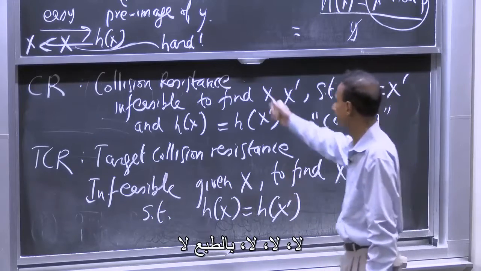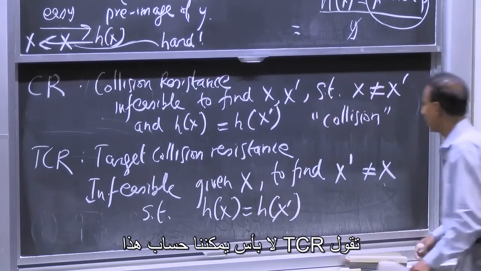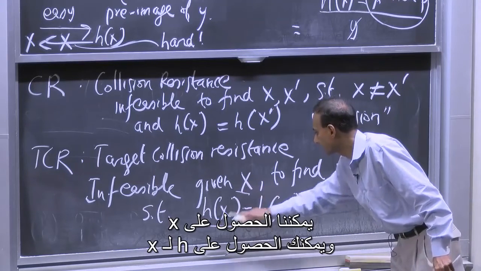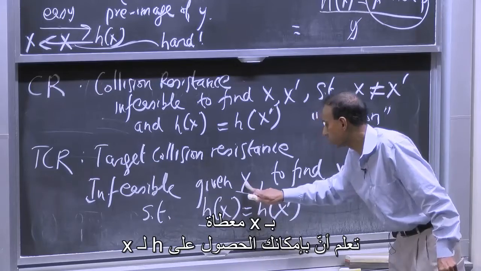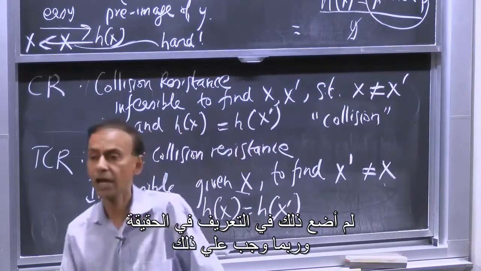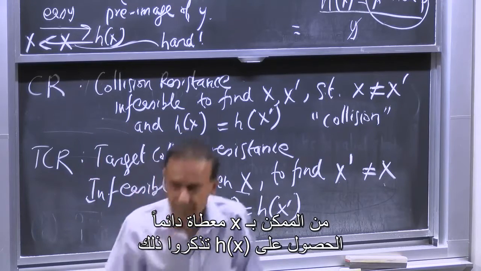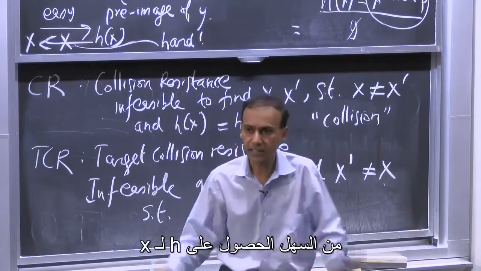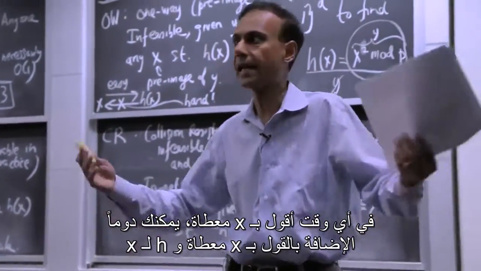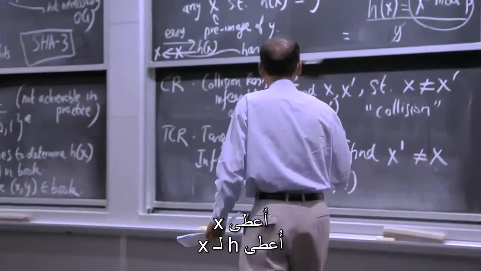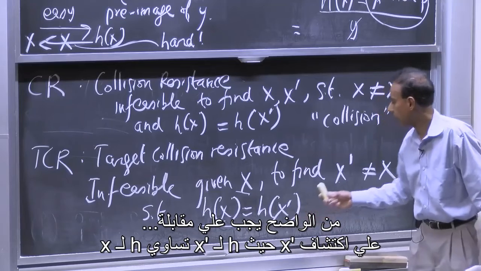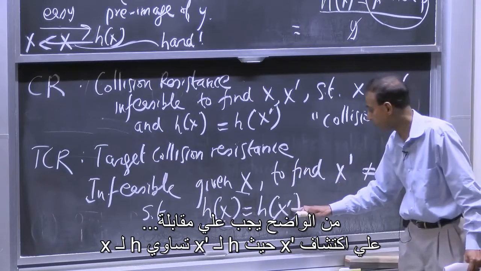No, absolutely not. TCR says it's okay, you can compute this. You can get X, and you can get H of X. So given X, you know that you can get H of X. I didn't actually put that in the definition, and maybe I should have. Remember that. It's easy to get H of X. So anytime I say given X, you can always add it saying given X and H of X. So I'm given X, I'm given H of X. I obviously need to discover an X prime such that H of X prime equals H of X.